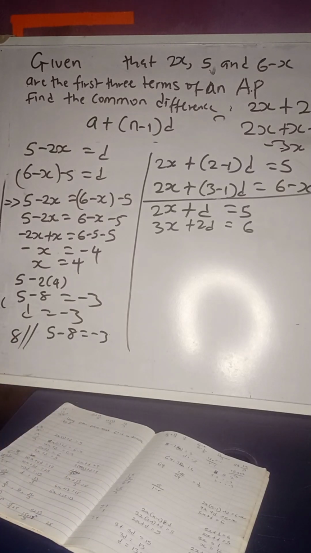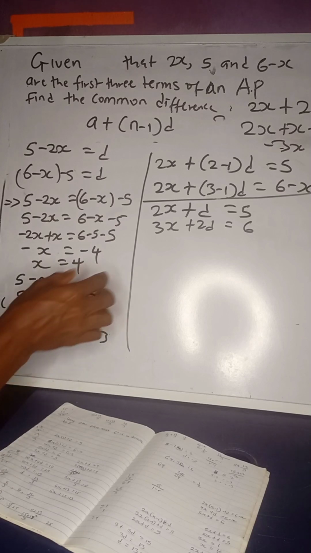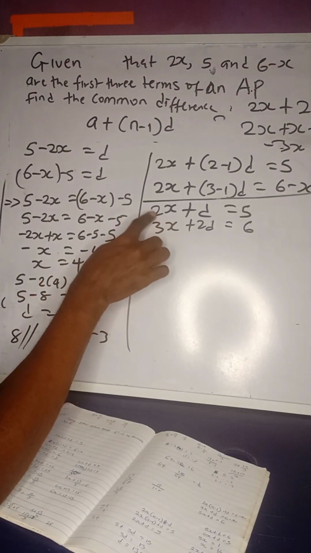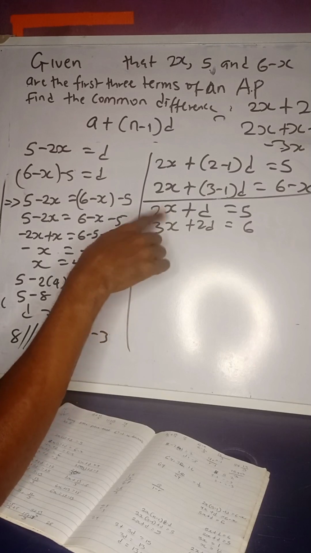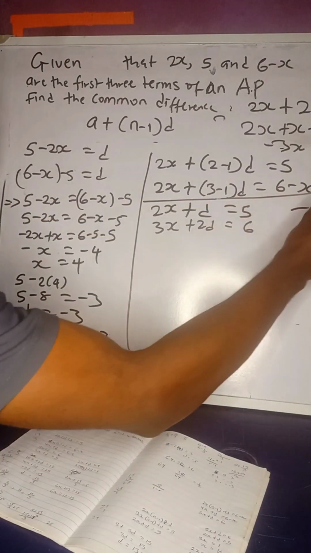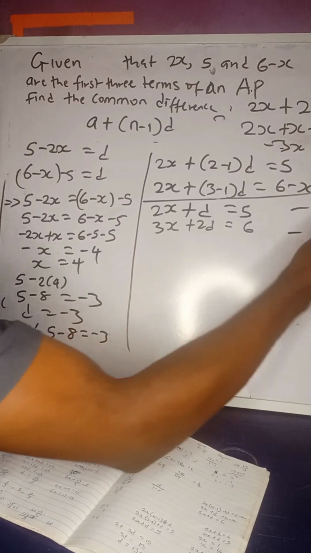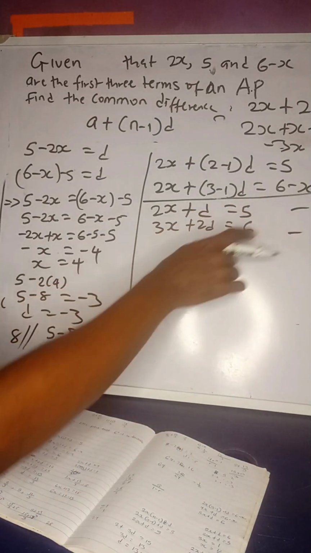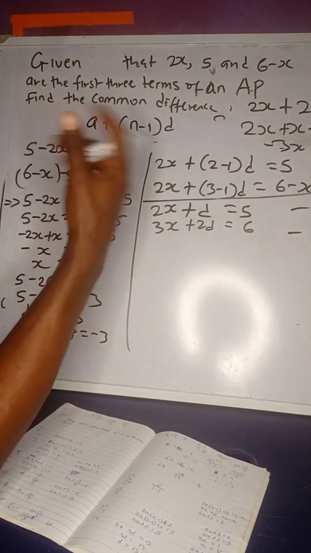The simplest way to solve this simultaneously is to make one of these values such that if we subtract equation 1 from equation 2, one of the unknowns will be eliminated, right?